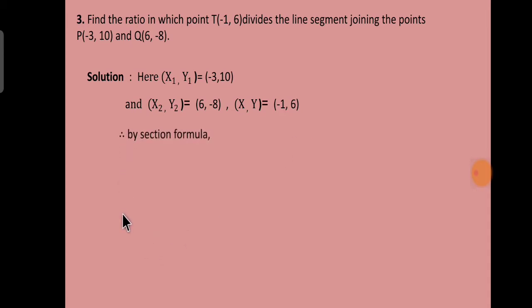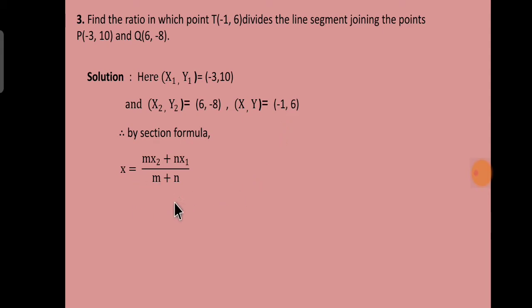Now by using the section formula, x is equal to (mx2 + nx1) upon (m + n). This is the section formula. And in this example we have given the value of x2 is 6 and x1 is equal to -3. या ठिकाणी आपल्याला x2 ची व्हॅल्यू दिलेली आहे 6 and x1 ची व्हॅल्यू दिलेली आहे -3. And we have to find out the value of m and n. आपल्याला m आणि n ची व्हॅल्यू फाइंड आउट करायची आहे. Also we have given in this example the value of x. या ठिकाणी आपल्याला x ची सुद्धा व्हॅल्यू दिलेली आहे and it is -1.